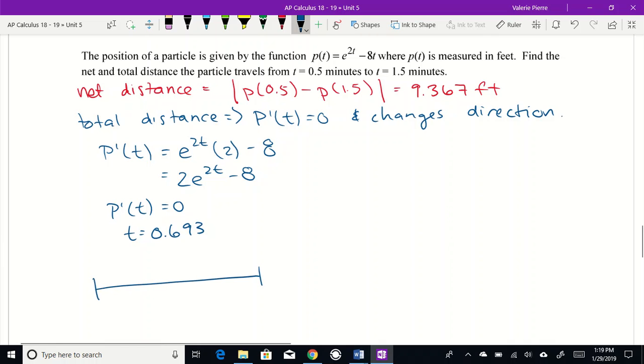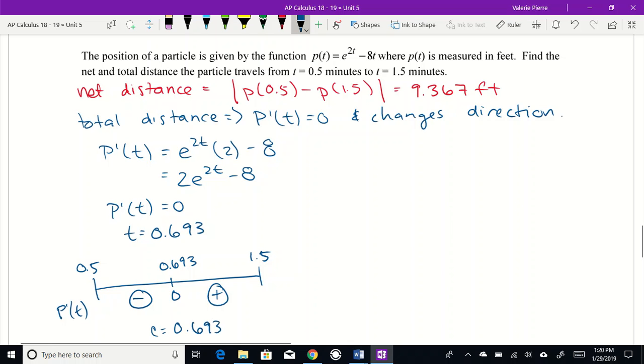So we're going to make a sign chart. So we know that the beginning of our interval is 0.5. We have a 0 at 0.693, and the end of our interval is 1.5. So what happens in between these are what we're looking for. So between 0.5 and 0.693, we will be negative. And between 0.693 and 1.5, we will be positive. So we do change directions. So 0.693 is my C value.